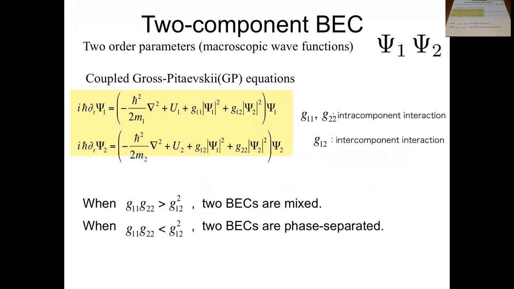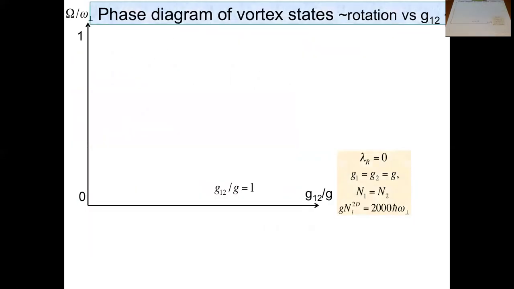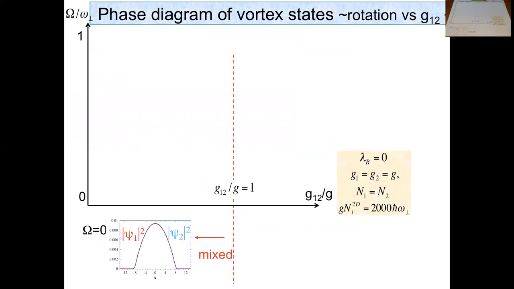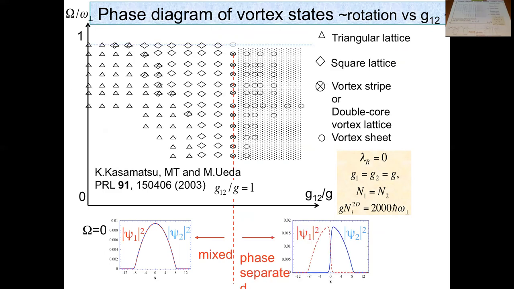But in this case, we consider the two-component BECs by solving the coupled Gross-Pitaevskii equations. G11, G22 refer to the intra-component interaction, and G12 is the inter-component interaction. For example, the phase diagram of the vortex state is not trivial. The horizontal axis refers to G12, and the vertical axis is a normalized rotational frequency. So this shows a very, very complicated phase diagram.